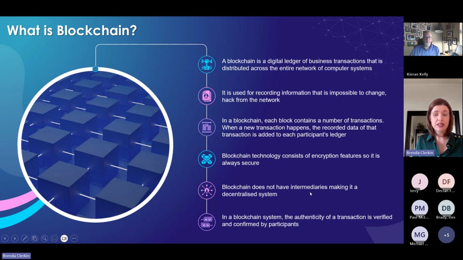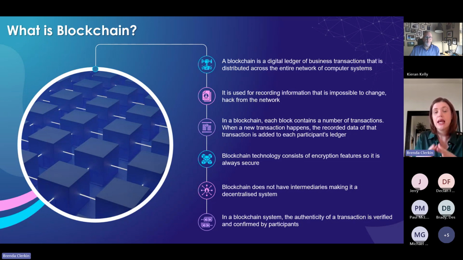Blockchain does not have intermediaries, making it a decentralized system. So there is no one central authority that holds all of the information, and if you want the information, you have to go to the central authority to get it. Now the information is disseminated. As I've said, it's decentralized.